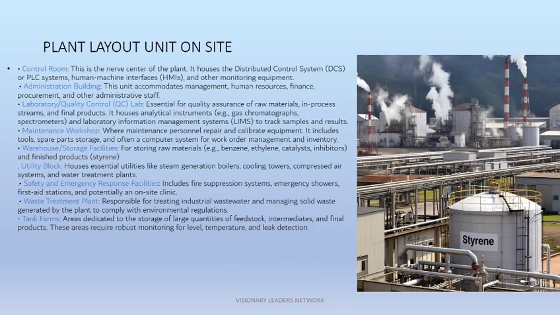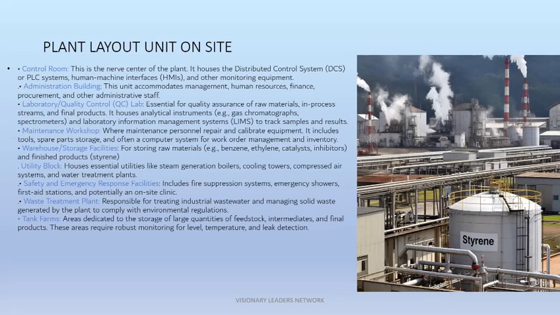Our plant layout on the site. This is how our plant looks, and this is how every component is arranged on the site for the effective running of the styrene production plant. Some of the vital things that can be found on the site are our control rooms, which are the nerve center of the plant. I would say it is the headquarters because it houses the distributed control systems, human machine interface, and other monitoring equipment.